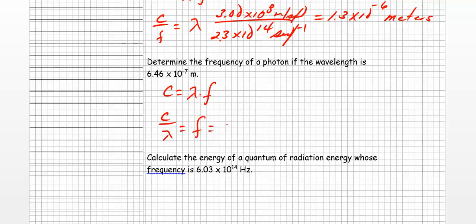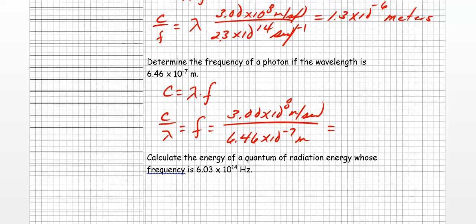Well, what was the speed of light? It was 3.00 times 10 to the 8th meters per second. And I'm going to divide that by the wavelength that I've been provided, which is 6.46 times 10 to the minus 7. And again, that's in meters, right? So now let me do that on the calculator.